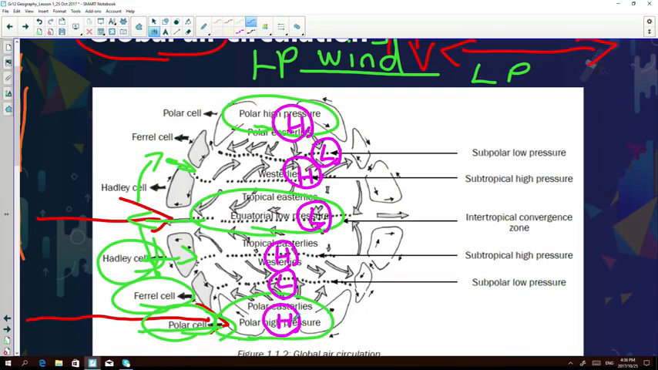Because of Coriolis force, deflected to the left. And as you can see, tropical easterlies, the westerlies, and the polar easterlies.